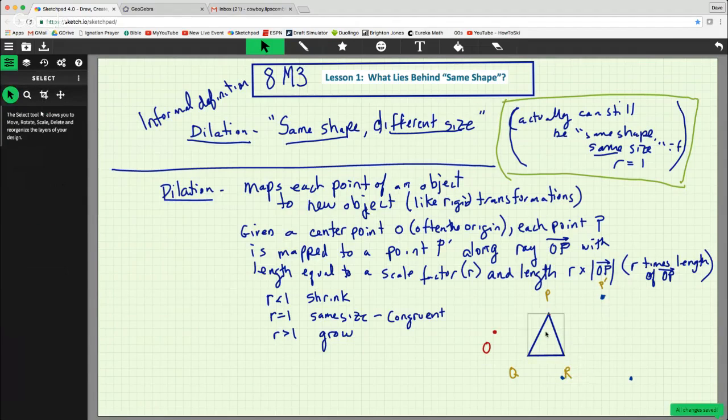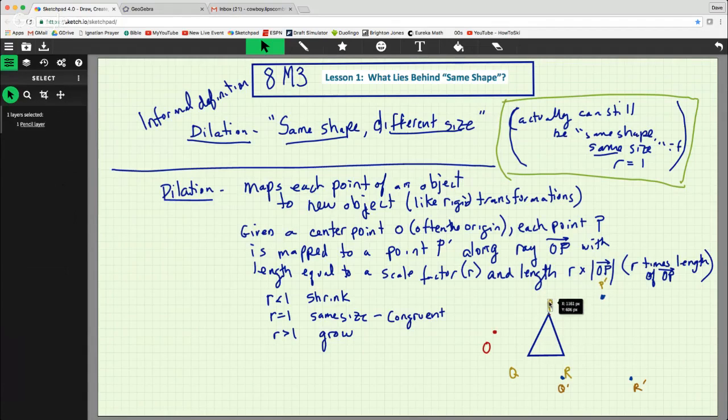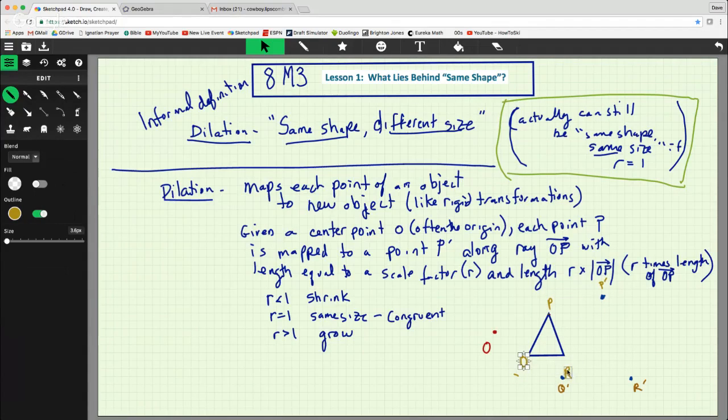So I made my rays. Remember, I made a ray from O to P, and then I doubled the length. I made one from O to R, and I doubled the length. And I didn't label my points, so let's just finish labeling up our points. This was Q prime, and this one was R prime. Remember? This was point P, this was point Q, and this was point R. So this is Q prime, R prime, and P prime.